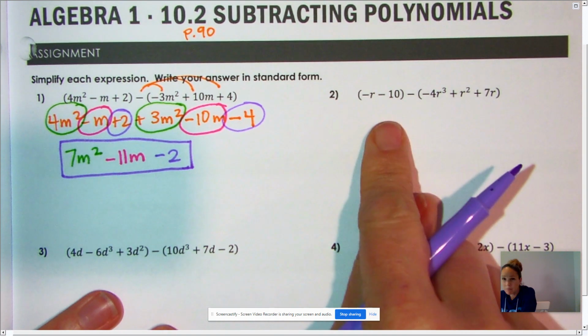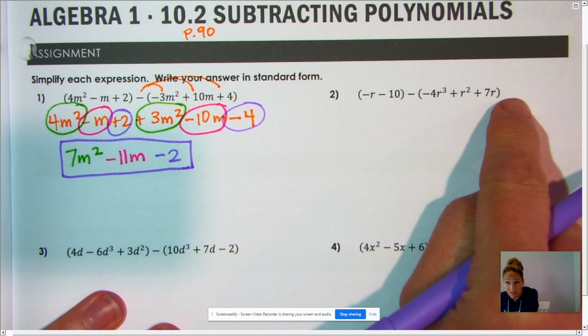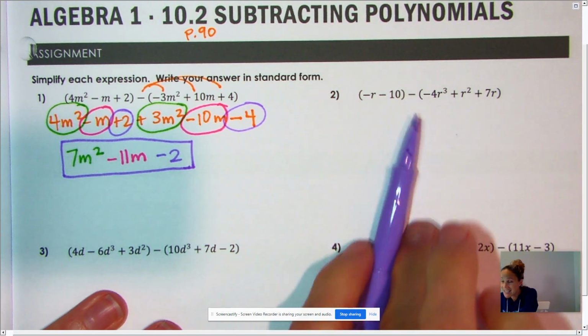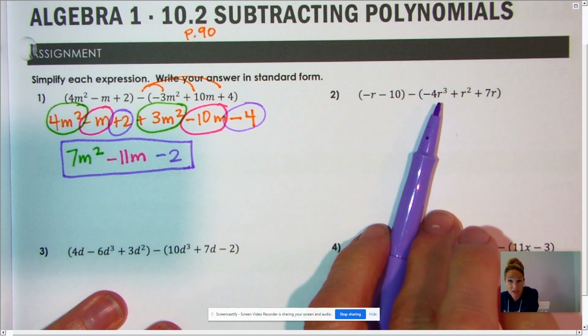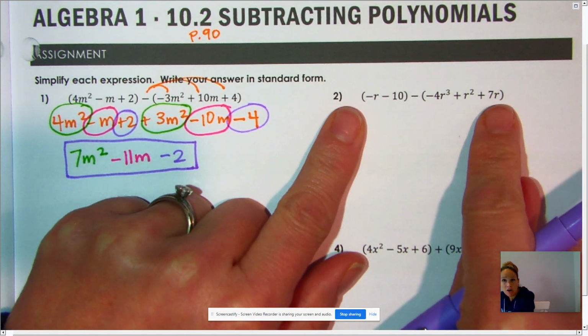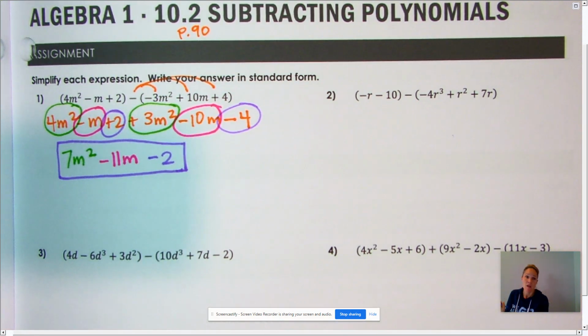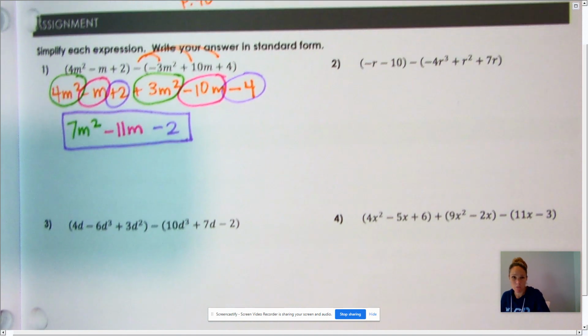Okay, for problem number 2, make sure that you distribute that negative and start with the highest exponent. So you're going to write your answer in standard form. So we're going to put the r cubes. We're going to put the r squareds. You're going to combine your r's, and then you're just going to write that negative 10 at the very end. Okay, but I know you guys can do that one on your own. So we're going to go ahead and go on to question number 3.